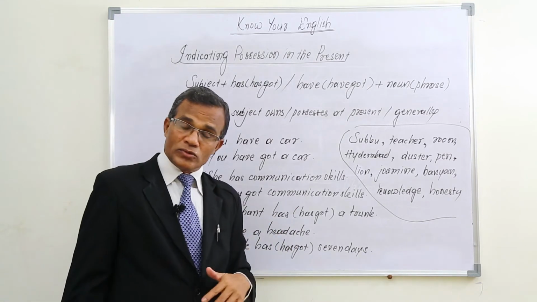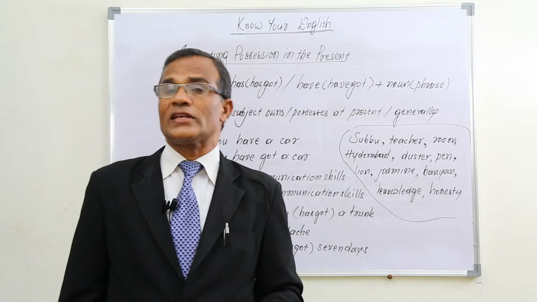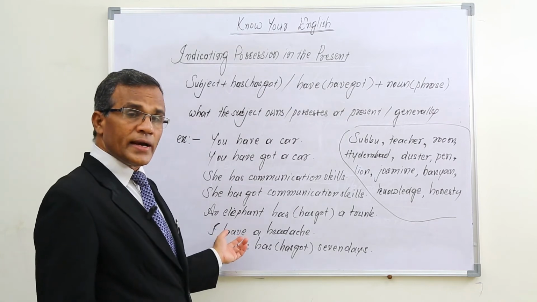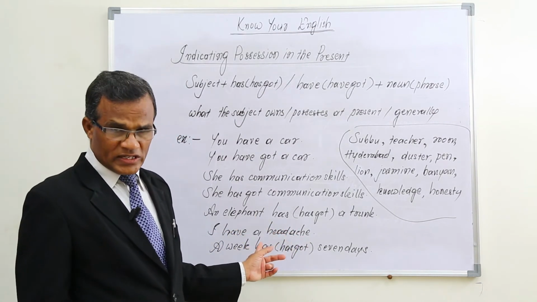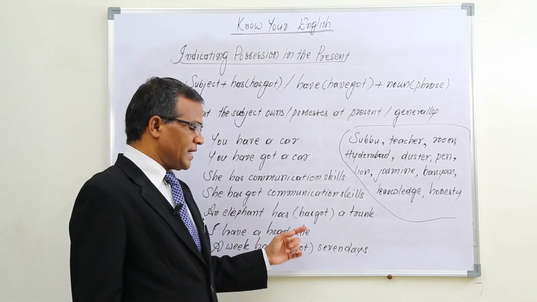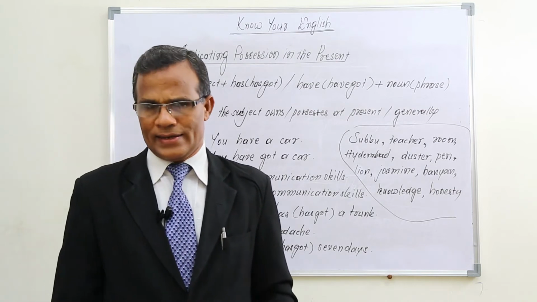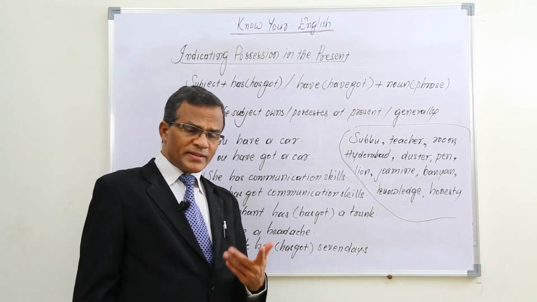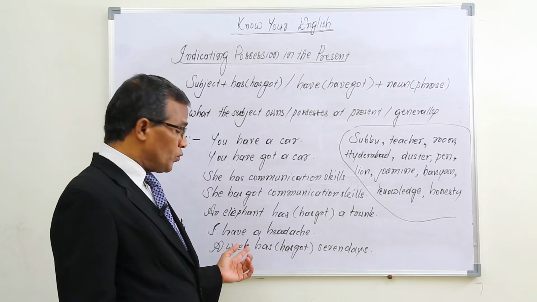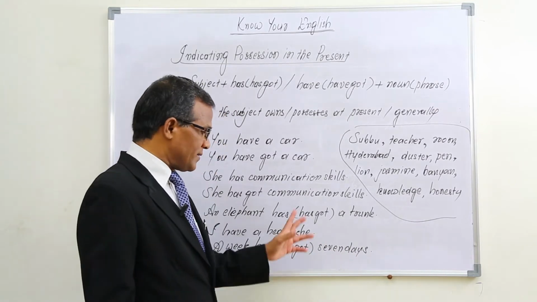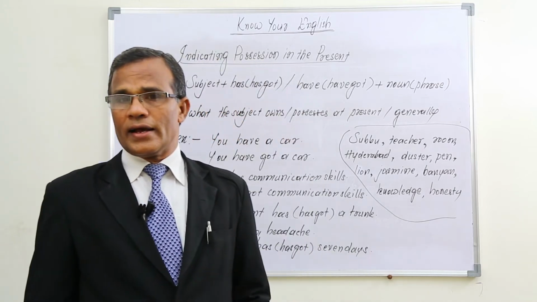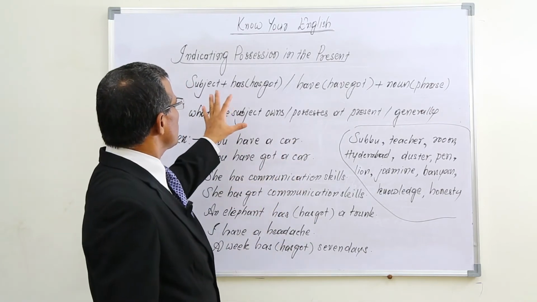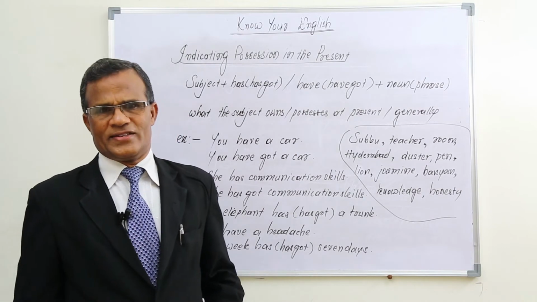I have a headache. Sometimes problems, our diseases can also be used in this possession. I have, I. So in the case of I, we have to take only have. Even though it is singular, it always takes have. I have a headache, or you can say I have got a headache also. And in the case of a week of 7 days, we can say a week has 7 days. A week has got 7 days. A year has generally 365 days. Like that, we can use all these things according to this indicating possession in the present.